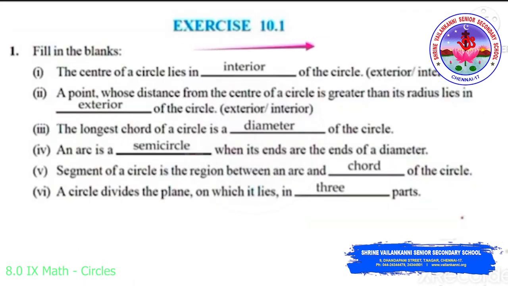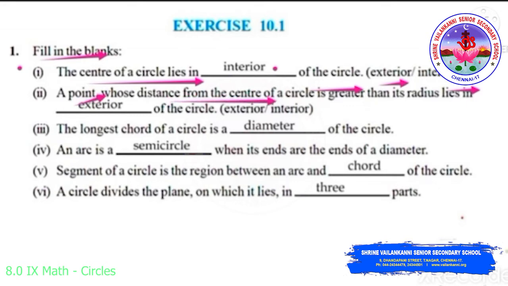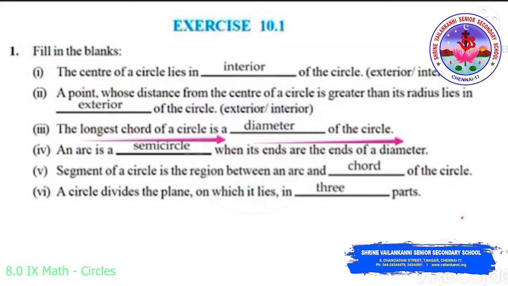Exercise 10.1. First one, fill in the blanks. The center of the circle lies in dash of the circle. He has given the options exterior and interior. Since the center of the circle lies inside the circle, I am writing interior. Second one, a point whose distance from the center of the circle is greater than its radius lies in the exterior of the circle. The longest chord of a circle is called the diameter of the circle.